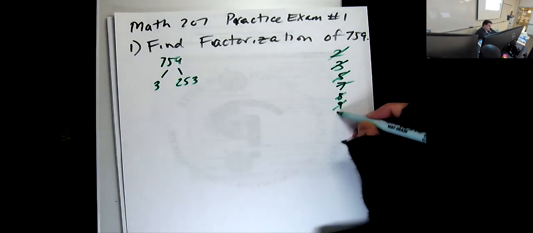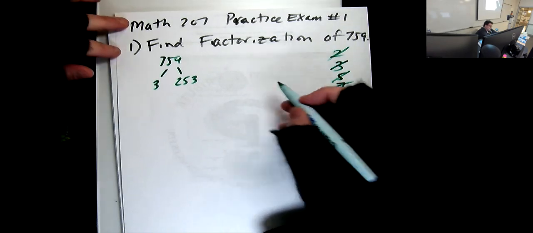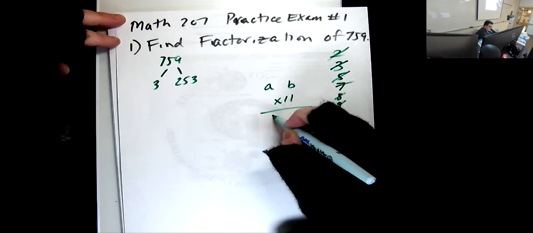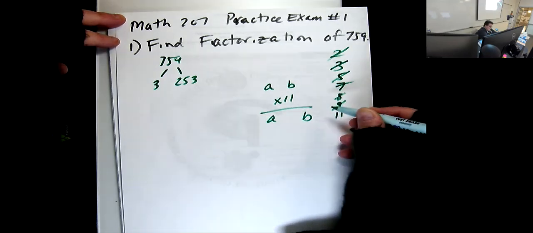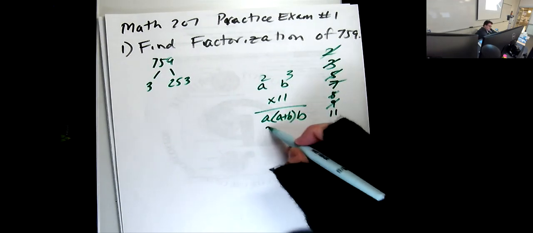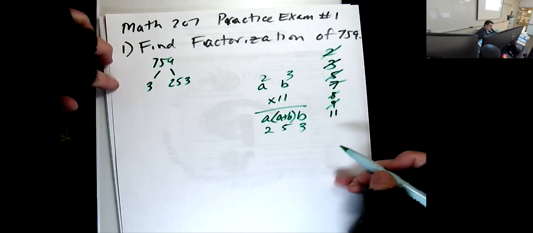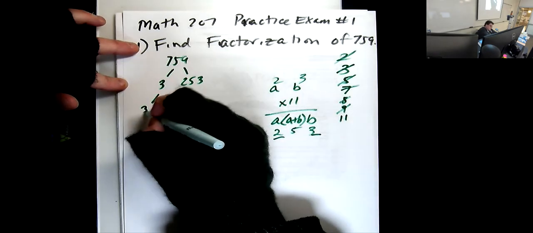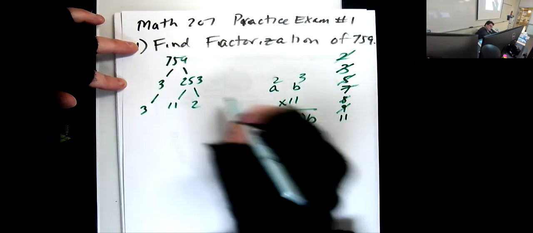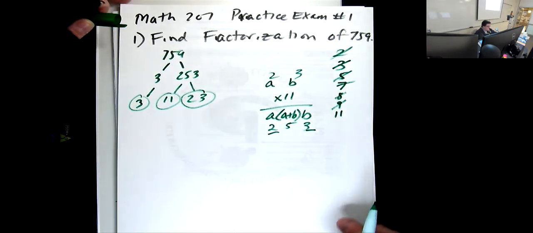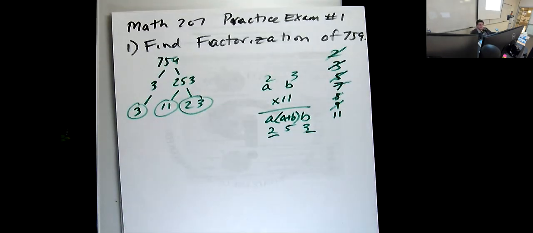11 goes in. The secret to 11 is if you multiply a 2-digit number by 11, the result ends up being an A on the outside, a B on the right side, and in between them is A plus B. So 2, 3, 2, 5, 3. I was able to tell right away. So this is 3, 11, and 23. And 23 is prime. So that's our factorization. Any questions on that one?